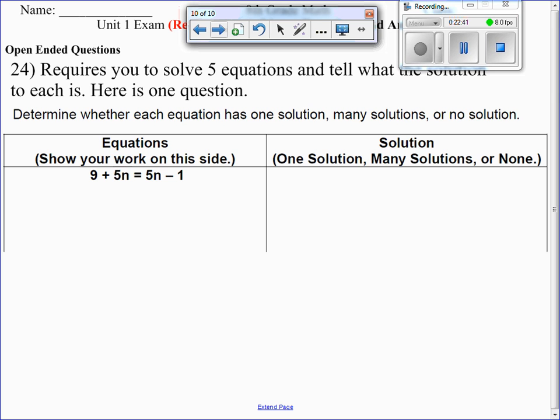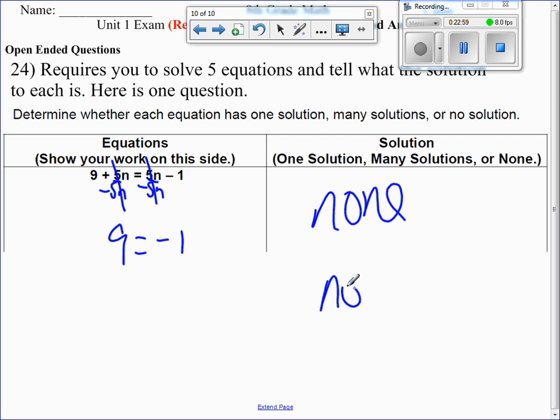And now the last type of questions, there's going to be 5 equations on the test. Here's just one. You're expected to solve it and then say how many solutions it has. So we have variables on both sides. We're going to minus 5n from both sides. They cancel out. 9 equals -1. None. No solutions. You need to write something like that.